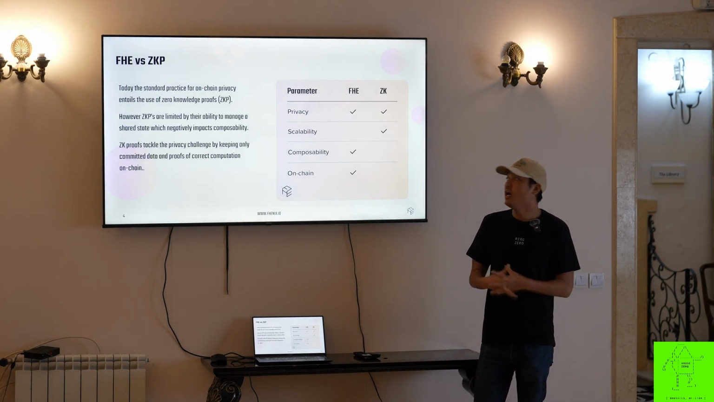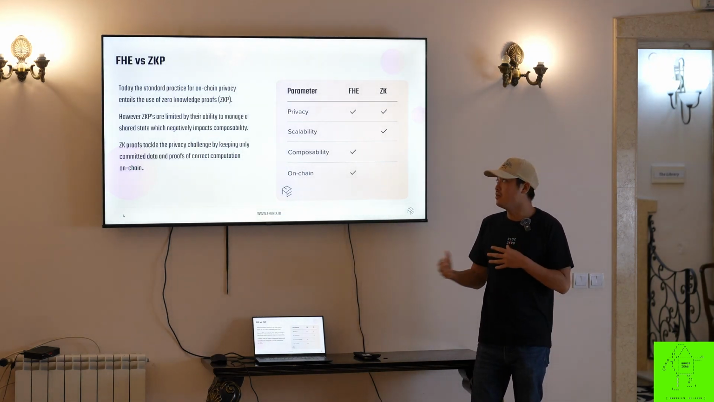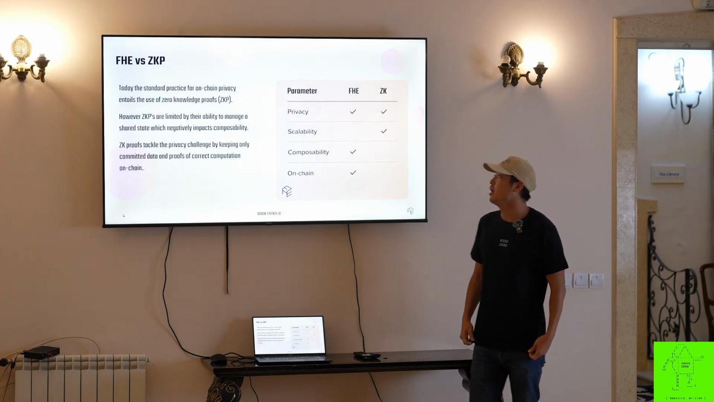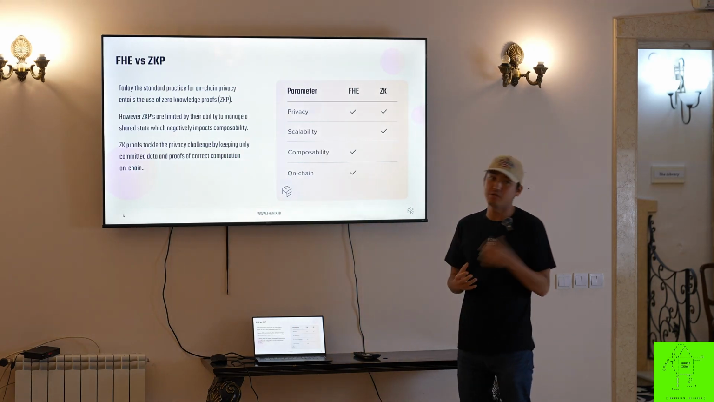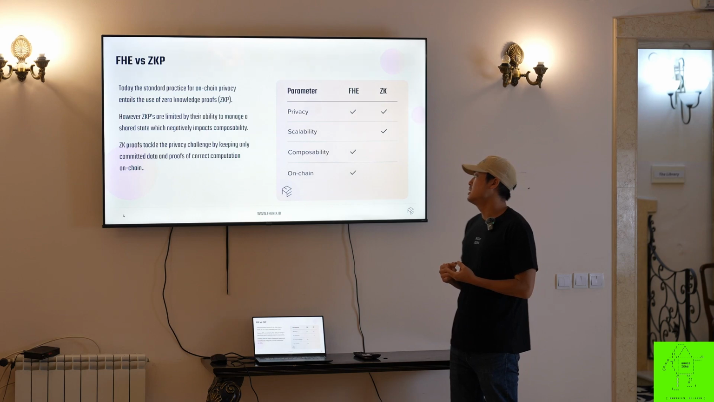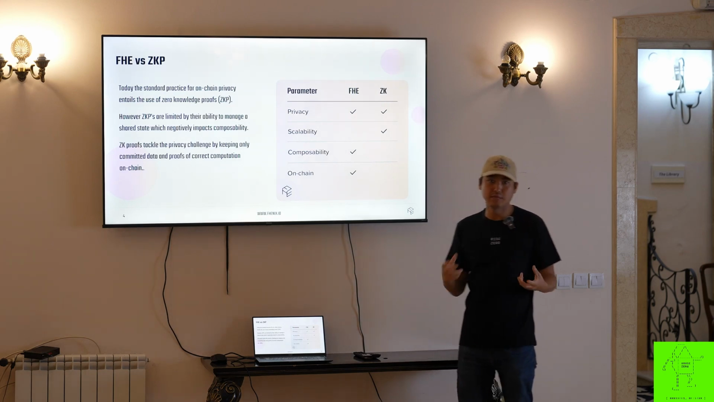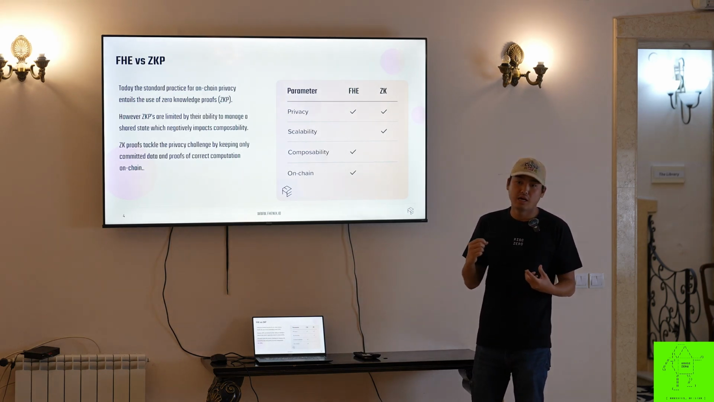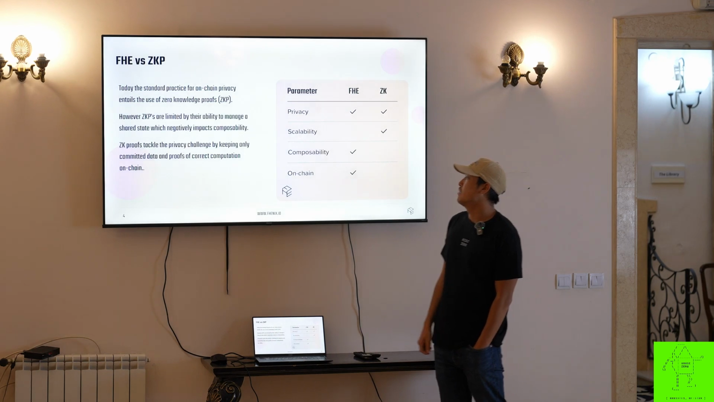But from a high level, the main issue with ZK for privacy is that you can't really construct a composable shared state. You could try doing some sort of rounds, and there's ways to get around it. But basically, since the states need to be handled off chain, that privacy isn't really composable, which limits some of the options that you have for actual private computation.